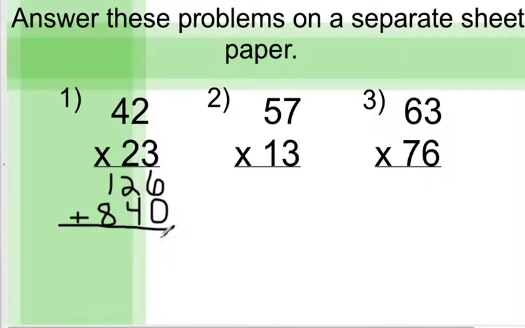6 plus 0 is 6. 2 plus 4 is 6. And 1 plus 8 is 9. So your first answer is 966.